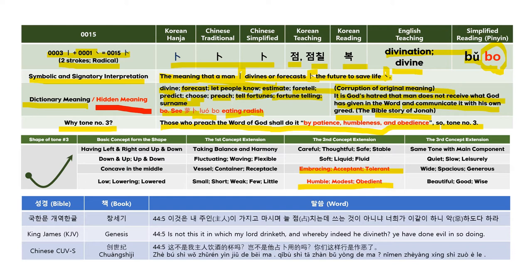But Hanja and Chinese characters were created as well according to the mind and spirit of the Bible words, from my viewpoint. So in this way, I interpret in a symbolic way of analysis and in a biblical way of analysis. You may try to learn Chinese characters through these Bible verses as well.